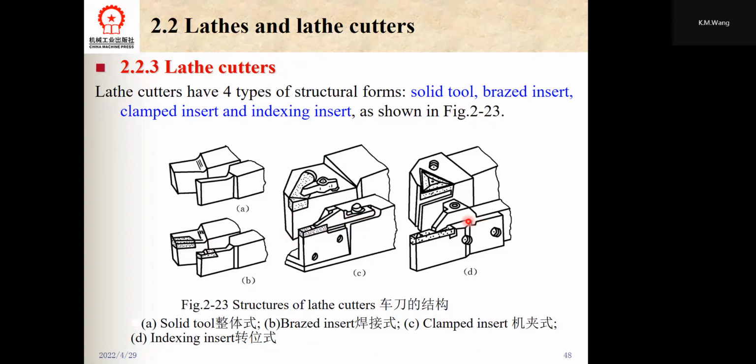This indexing insert is similar to the clamped insert, but this indexing insert is a little different. The indexing insert has several cutting edges. We can see from this picture. When one edge wears down, the insert can be indexed and clamped and put into turning operation again. Commonly used is the cemented carbide indexing insert.